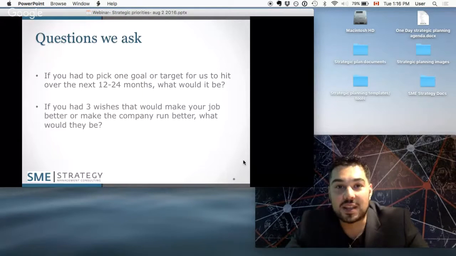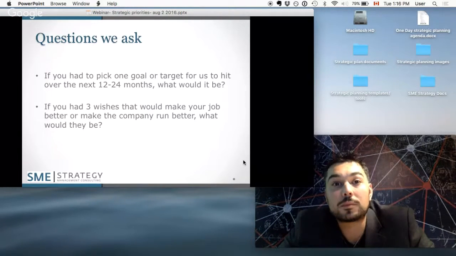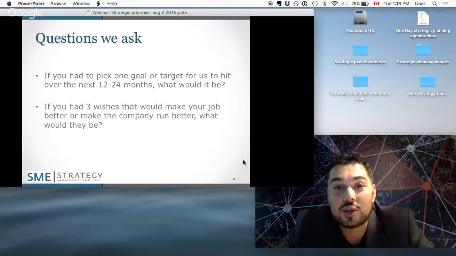Next, and this is a little bit more abstract, if you had three wishes that would make your job better or make the company better, what would they be? Again, these are the people you're asking, the people that are in the trenches every single day running your organization and implementing the strategies that you create.